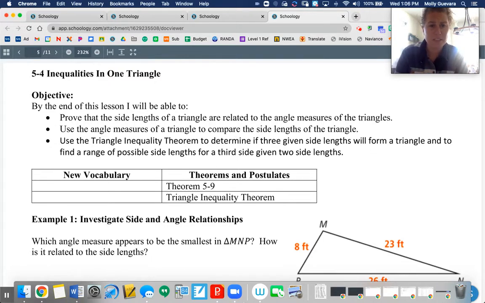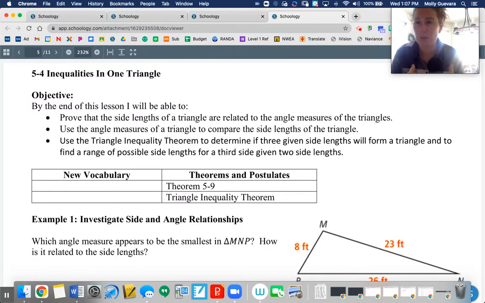The first one is to prove that the side lengths of a triangle are related to the angle measures of a triangle. Then we're going to use the angle measures of a triangle to compare the side lengths. So we'll see how the angle measures and the side lengths are related. And then lastly, we're going to use the triangle inequality theorem to determine if 3 given side lengths will form a triangle and to find a range of possible side lengths for a third side given 2 side lengths of the triangle. So basically, if I'm given 2 sides of a triangle, what are the options that I have for that third side?